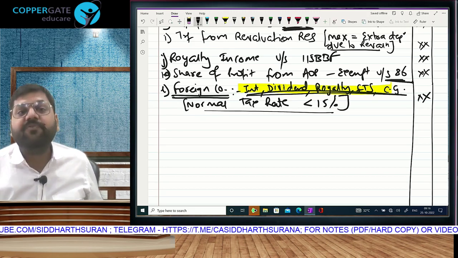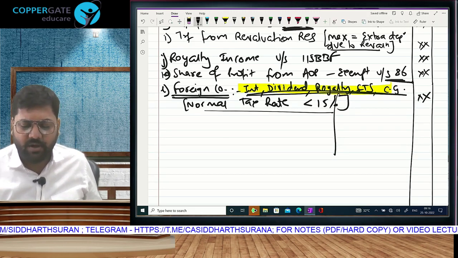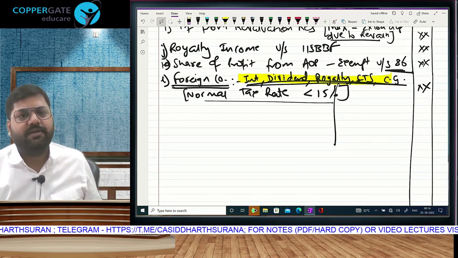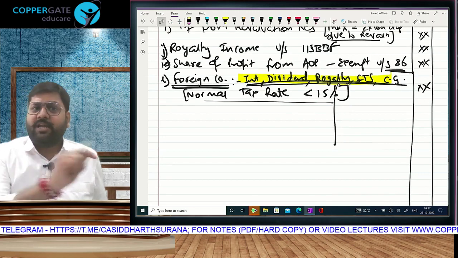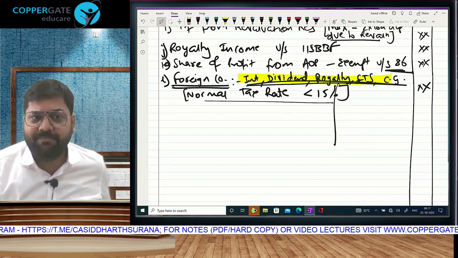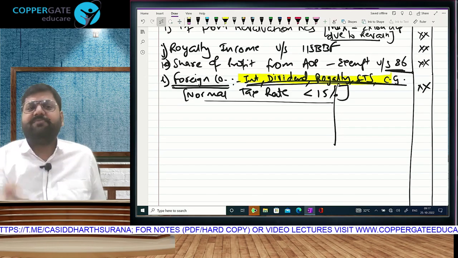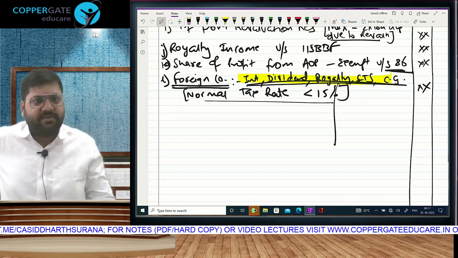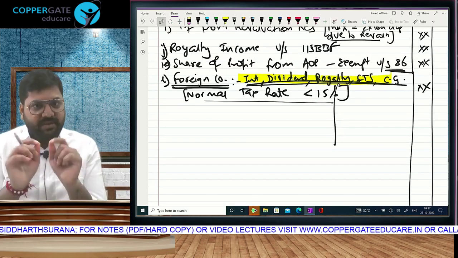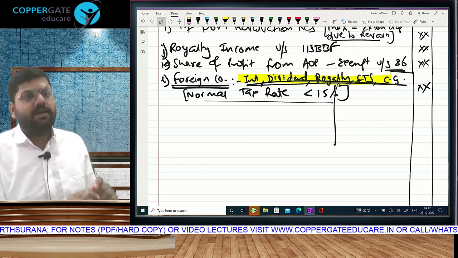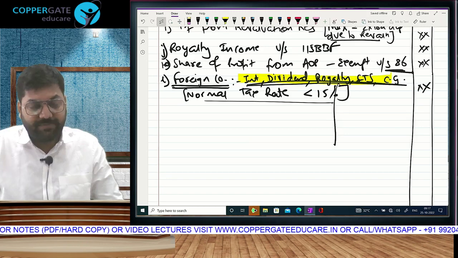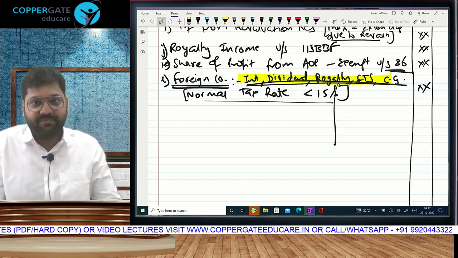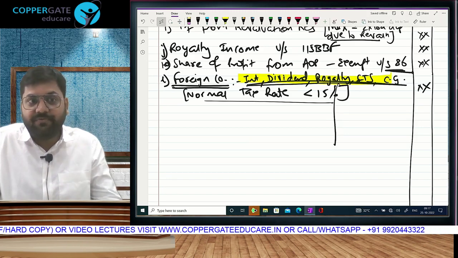Because if we apply MAT, supposingly ek example le lo, royalty. What is normal rate of tax for royalty? Foreign companies. 10%. Ye same royalty ke upar, if we end up applying the MAT ka 15%, that means we are defeating 115A ka 10%. Isliye we can't apply. So whichever income under normal is taxable at lesser than 15 has to be subtracted, but only if it is less than 15. If it is equal to 15, to not subtracted.